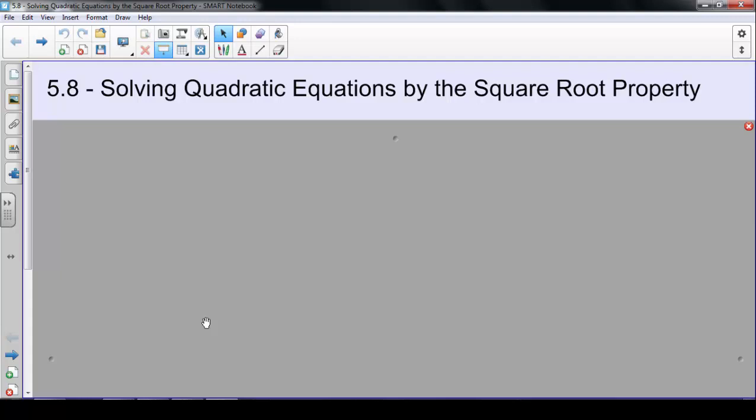Section 5.8, Solving Quadratic Equations by the Square Root Property. So far we've already learned how to solve quadratic equations using the quadratic formula and factoring. This is just a third method, or third tool, to add to our toolbox on how to solve these.